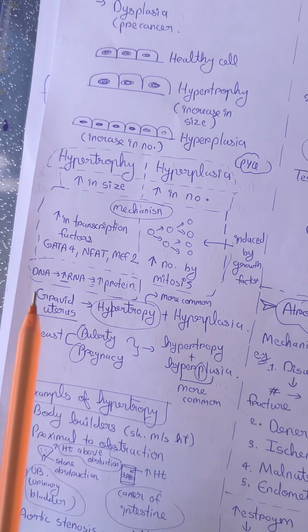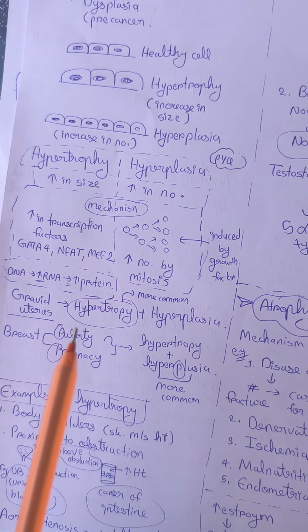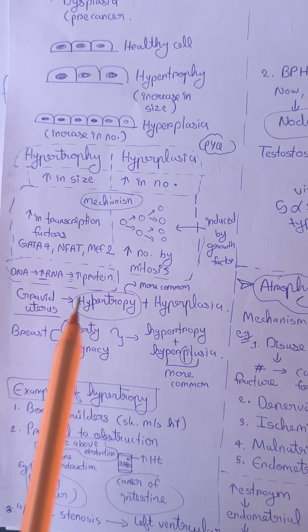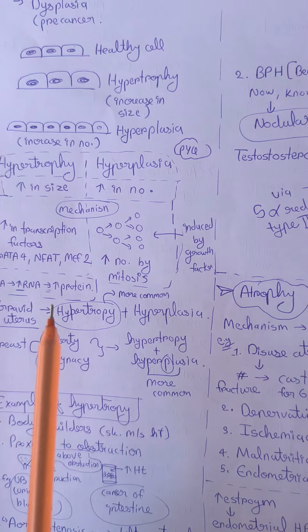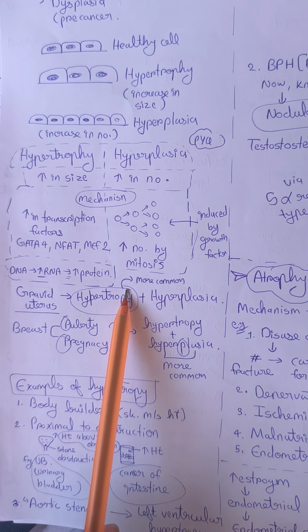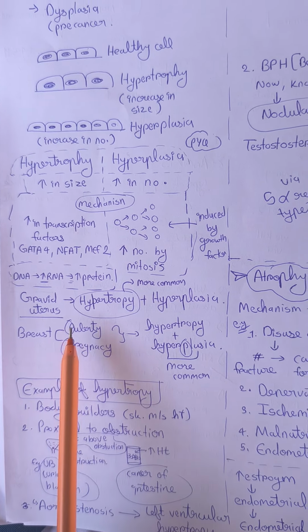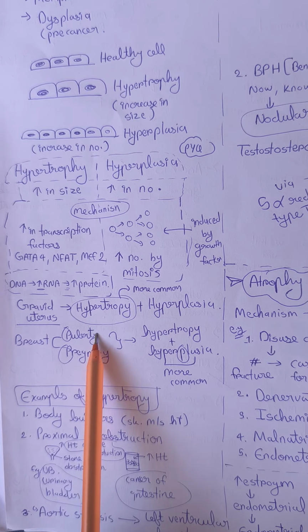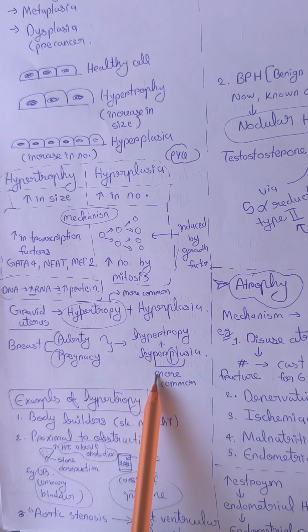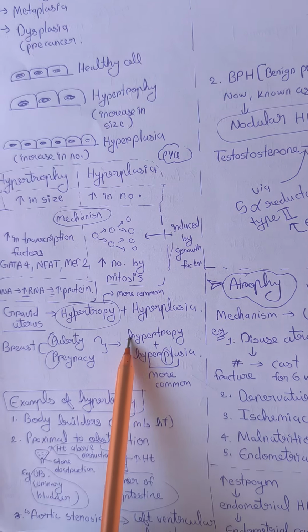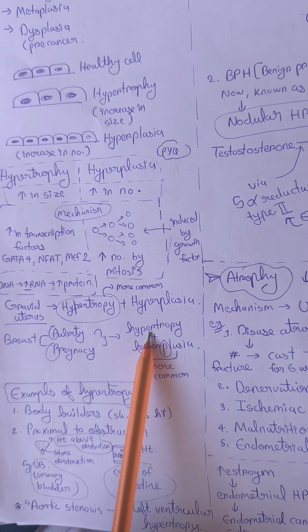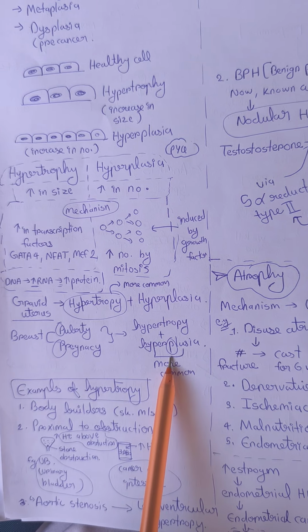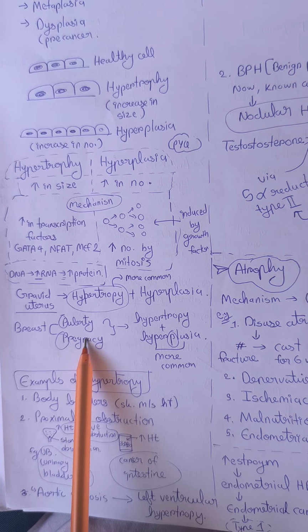Now examples: in the gravid uterus, which means a normal fetus in pregnancy, there is hypertrophy as well as hyperplasia, but hypertrophy is more common. In the breast, at puberty and pregnancy, there is hypertrophy as well as hyperplasia, but here hyperplasia is more common, so remember it by the mnemonic P for P. So hyperplasia is more common in puberty and pregnancy.